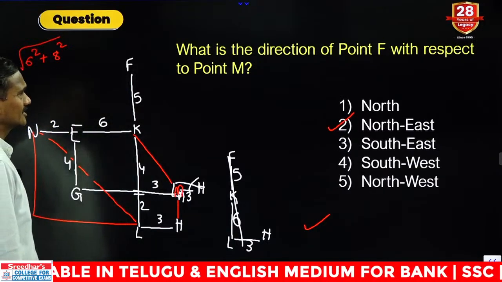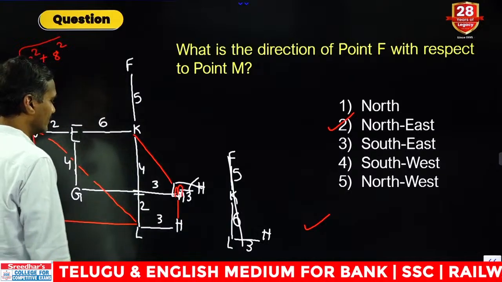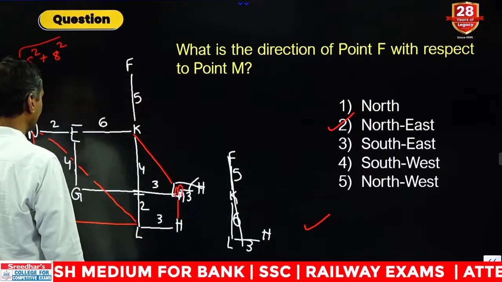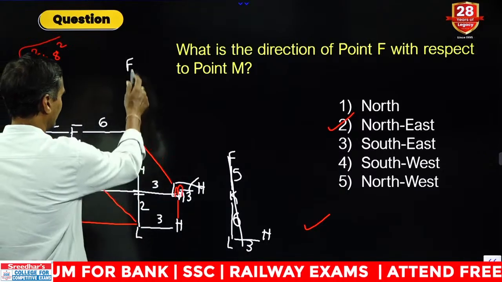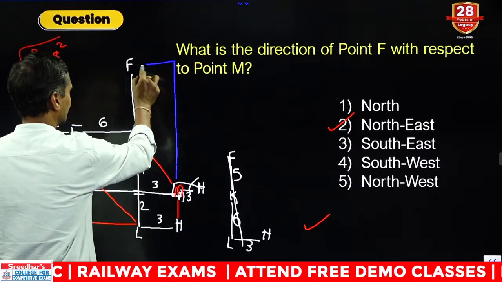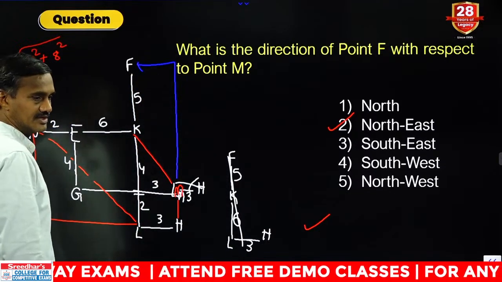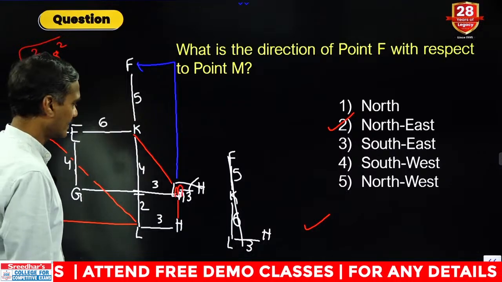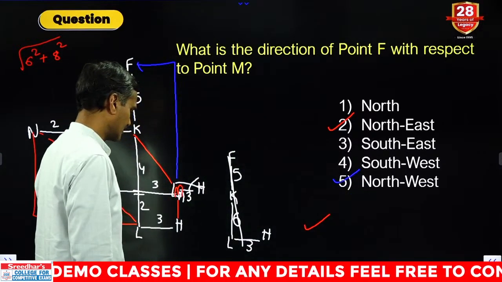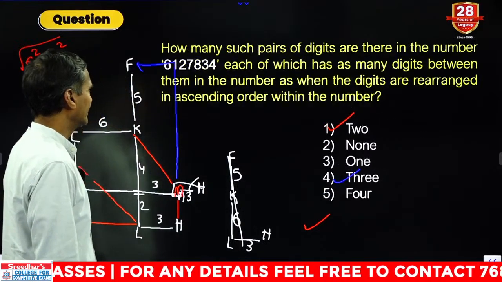Then question 9: what is the direction of F with respect to M? To reach F from M, first I need to move towards north and then west, so northwest. North and west, northwest. Clear? Northwest is the answer. That is choice 5. Then the 10th one.